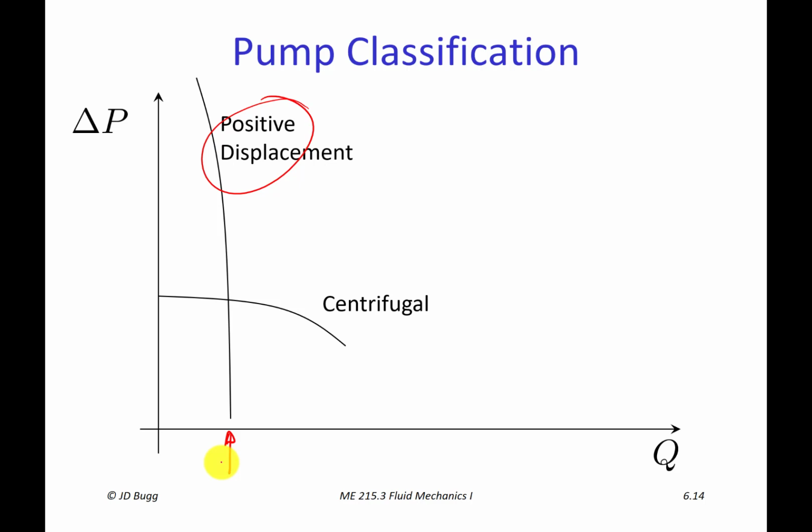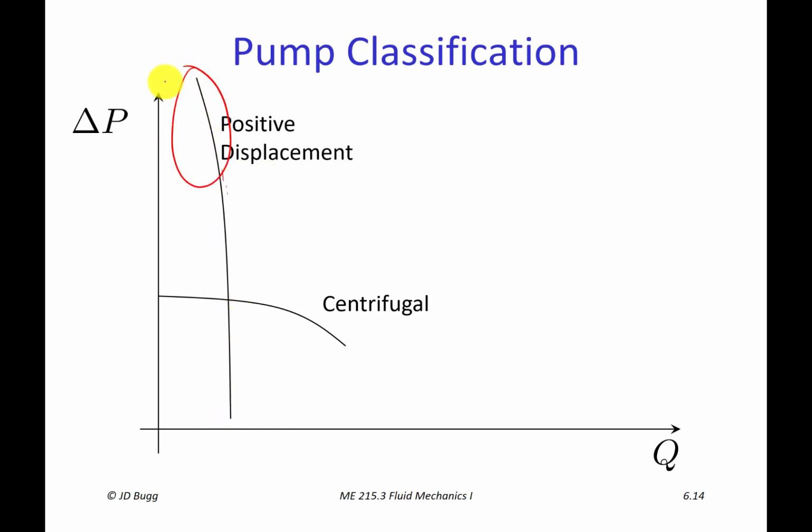In fact, that's one of the nice features of positive displacement pumps, is they can be used for metering. When we want to deliver a known amount of fluid or vapor, and we want that to happen regardless of what the back pressure is or the pressure increase across the pump, positive displacement pumps are very good at doing that because the pressure can change quite a bit and the flow rate really doesn't change because it's almost a vertical line.